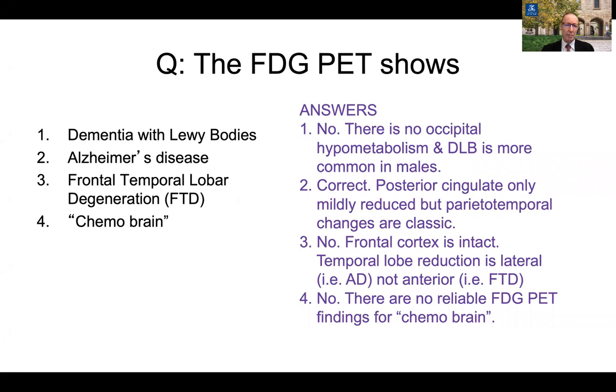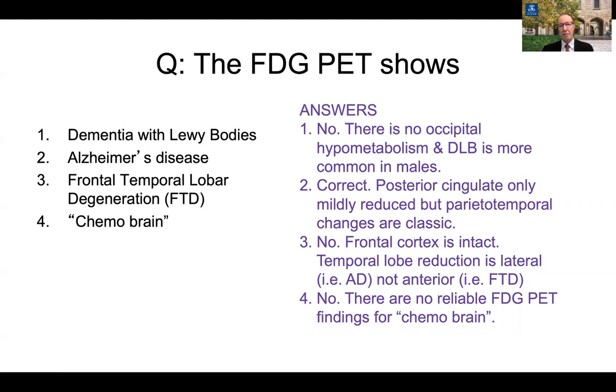Could this be frontotemporal dementia? No, the frontal cortex is intact. Temporal lobe reduction is lateral and posterior, not anterior, like the anterior pole of semantic dementia or FTD. So it's very much an Alzheimer's disease pattern, not a frontotemporal dementia pattern.